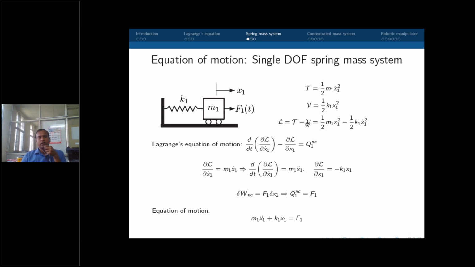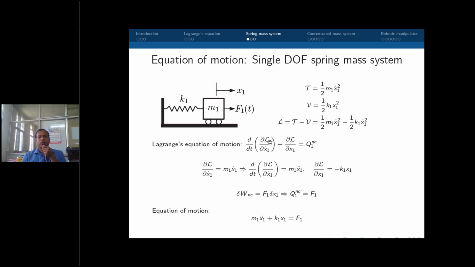Now we can completely define the Lagrangian of the system. The Lagrangian of the system is given here: L equals T minus V.